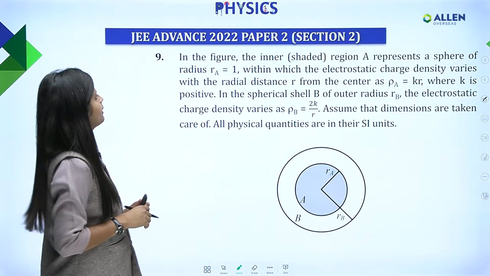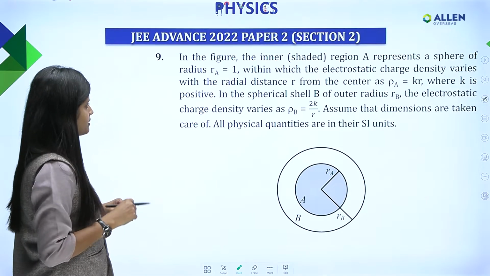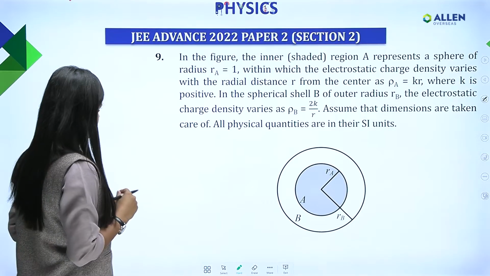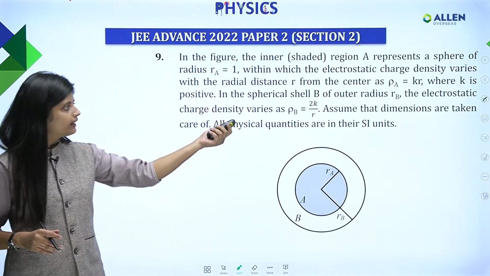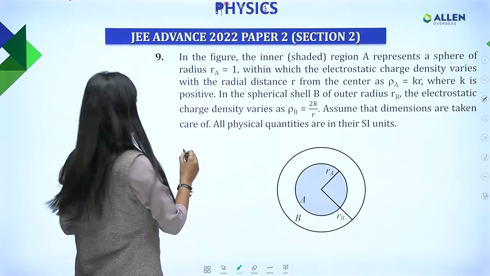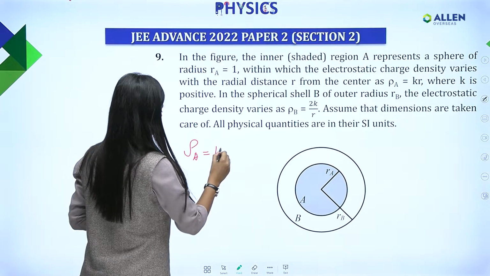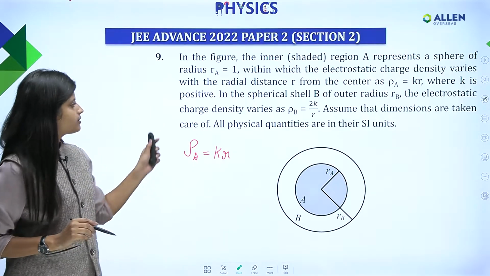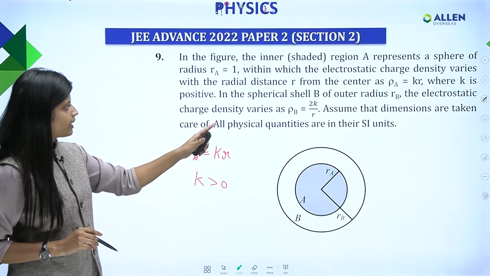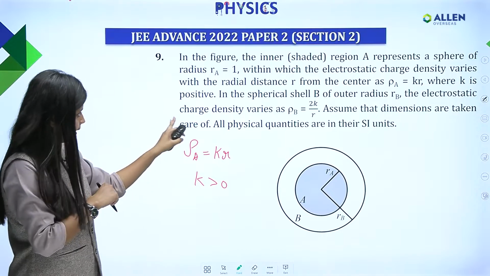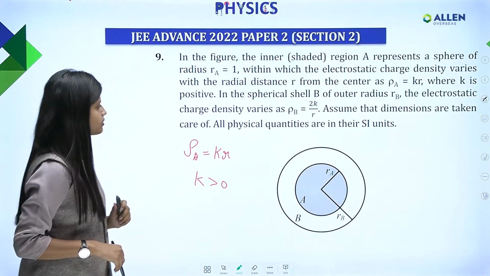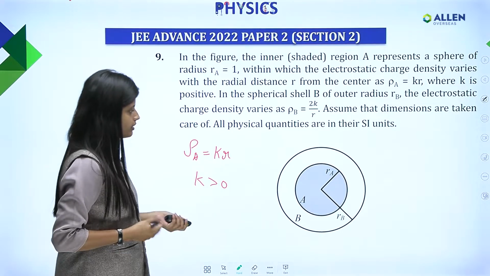So the next question is, in the figure, the inner region A represents a sphere of radius Ra equal to 1, within which the electrostatic charge density varies with the radial distance r from the center as rho A is Kr. So charge density in the inner sphere is given by Kr, where K is positive, K greater than 0. In the spherical shell B of outer radius RB, electrostatic charge density varies as 2K by r. Assume that the dimensions are taken care of, all physical quantities are in their SI unit.